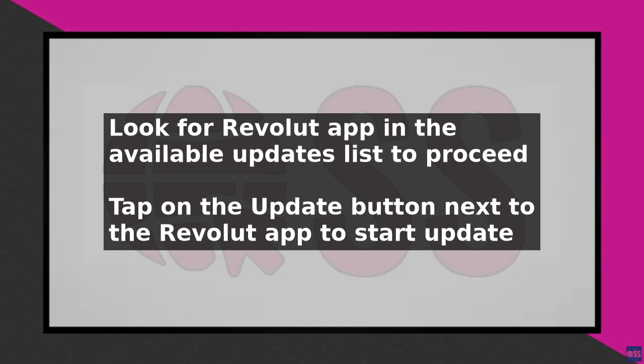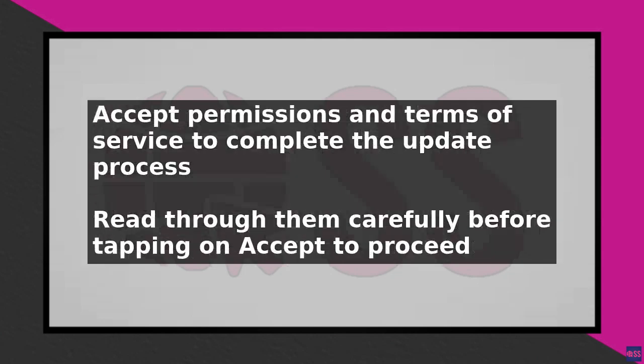If an update is available, tap on the Update button next to the Revolut app. If you do not see the Revolut app in the list of available updates, it means that your app is already up to date. If you are prompted to accept permissions or terms of service, read through them carefully and tap on Accept to proceed with the update.